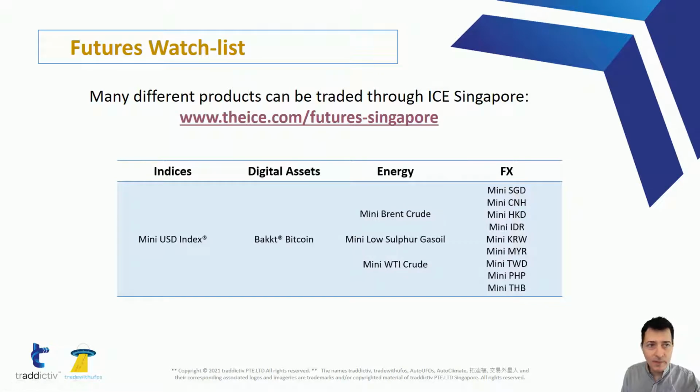But coming back to our various assets that are tradable in the ICE Singapore exchange. One way to think about it is to think about all those products as belonging to four groups. The first group would be indices. The key index here, and probably the index of the indexes, is the mini US dollar index.